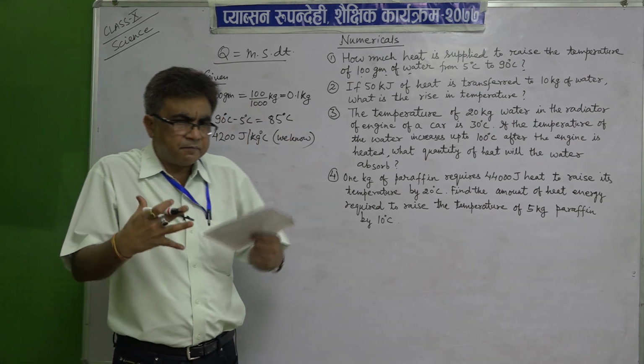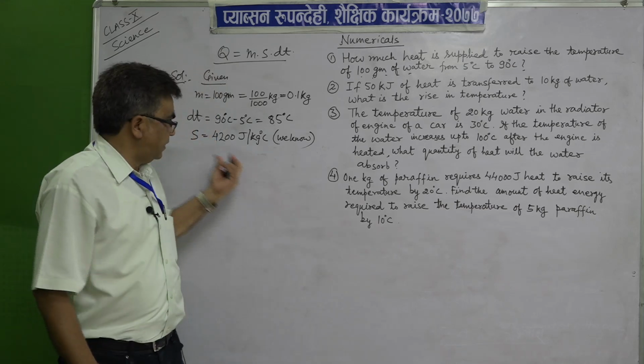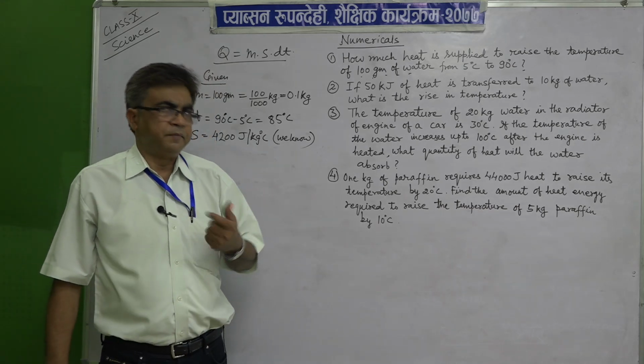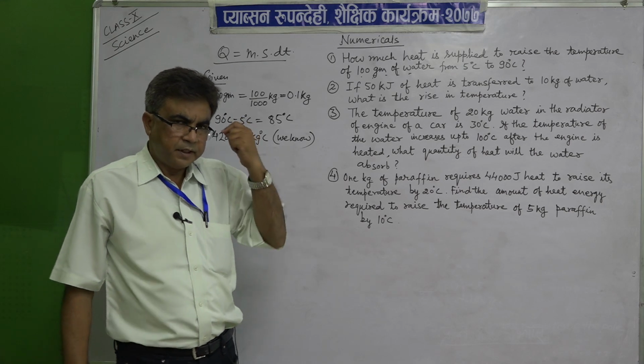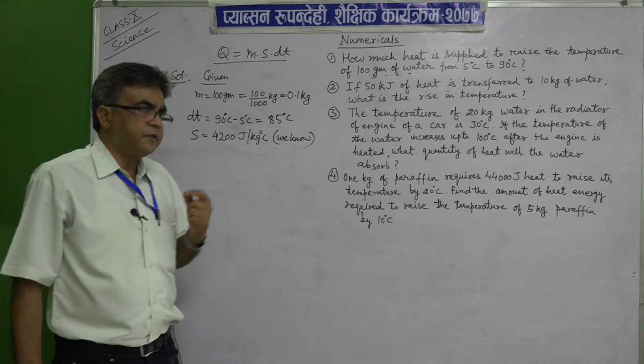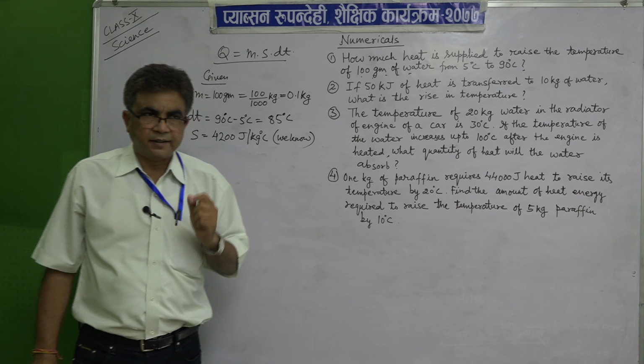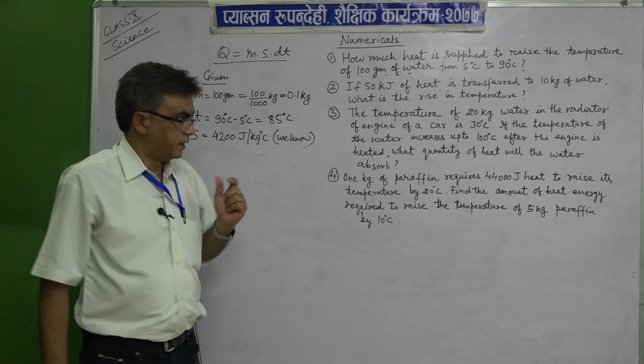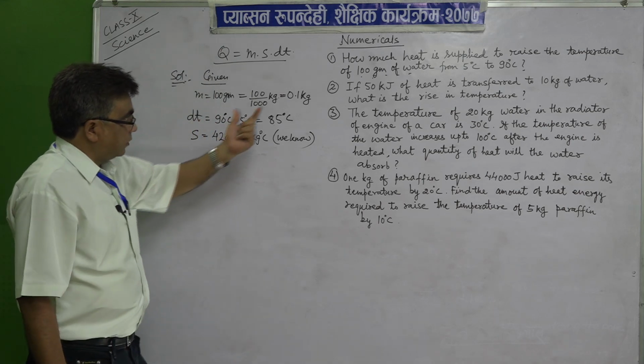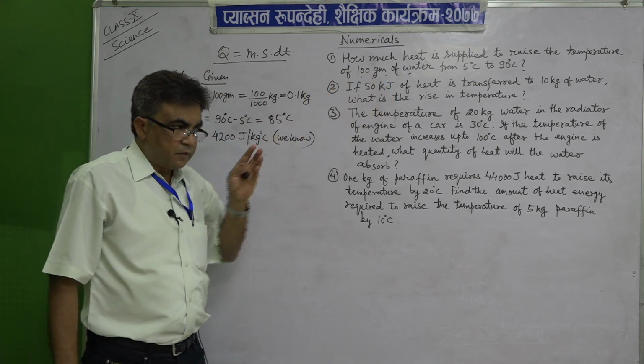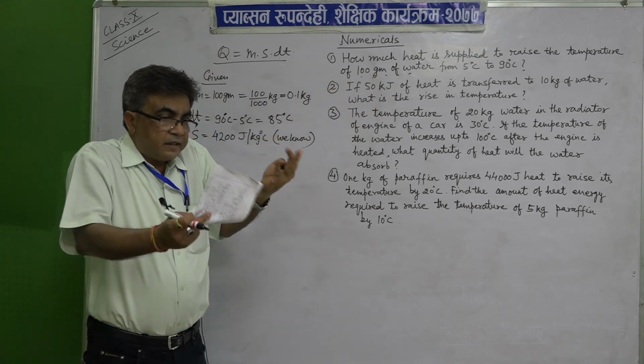Sometimes the value of specific heat for water may be given, or it may not be given. That is why you should always keep in mind that the value of specific heat capacity for water is 4200 joules per kg degree centigrade. Now, how much heat is supplied?